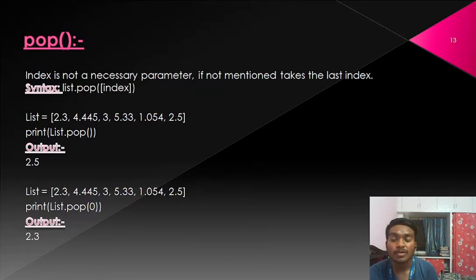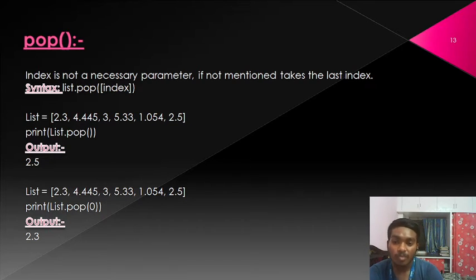Pop method. Pop is also a basic method in the list. It is very easy to execute. Index is not a necessary parameter. If not mentioned, it takes the last index. The advantage of the pop method is that we can delete any element present in the list, at any index. Syntax: list dot pop of index. Without giving an index, it will remove the last element present in the list.